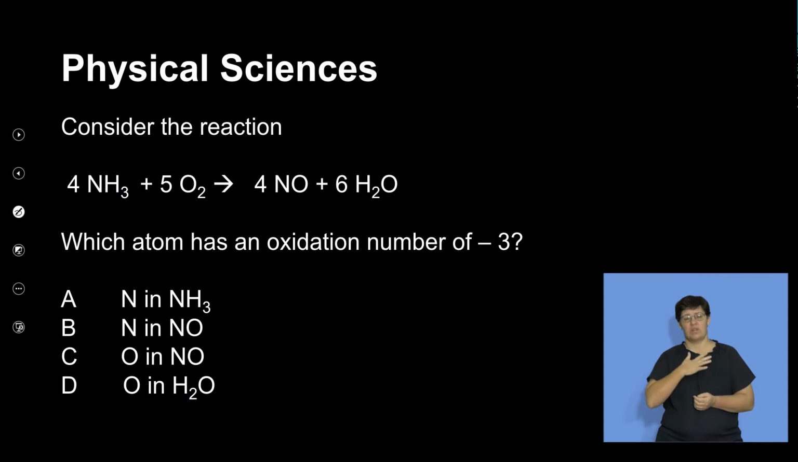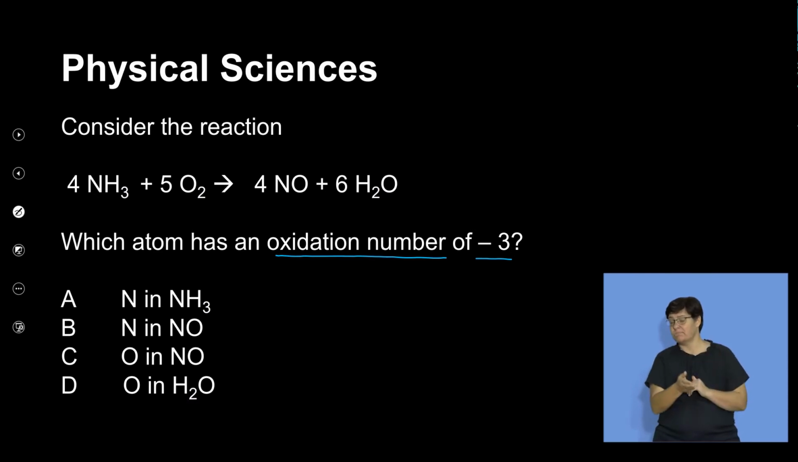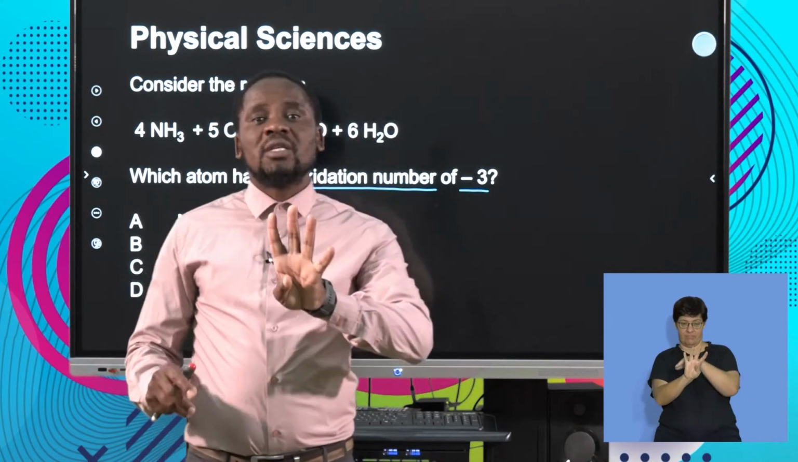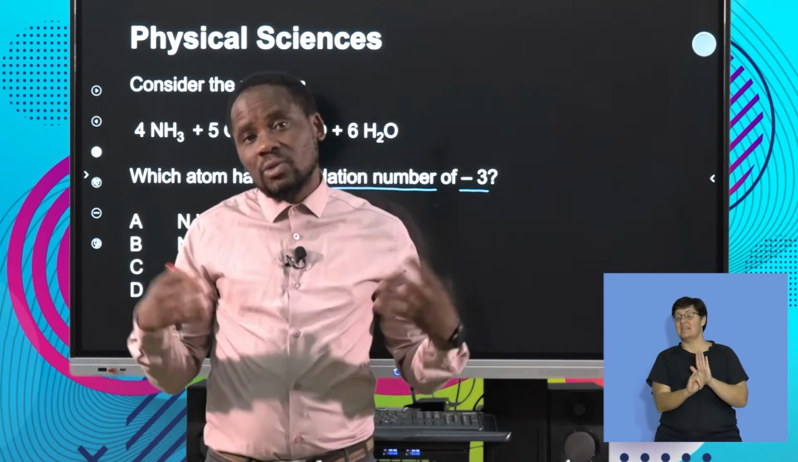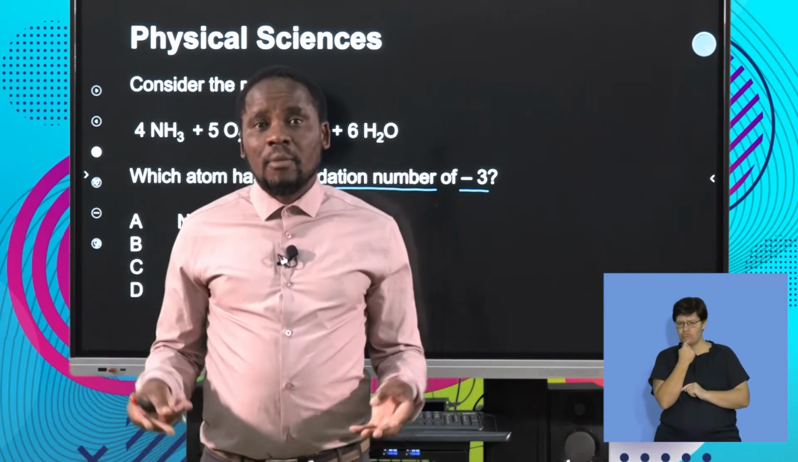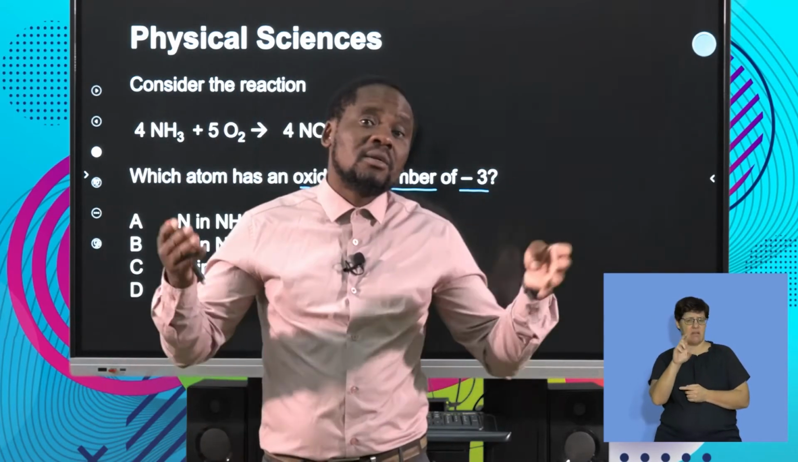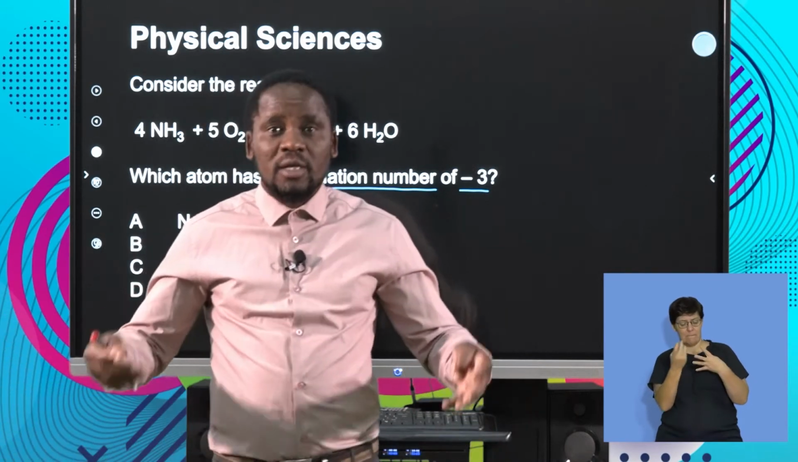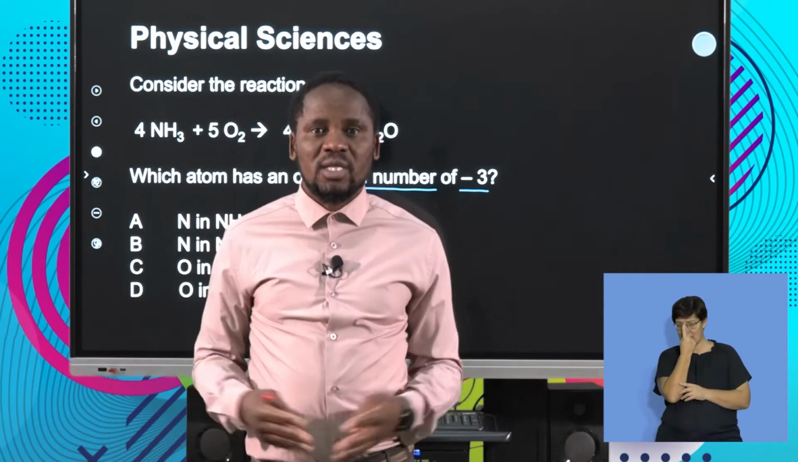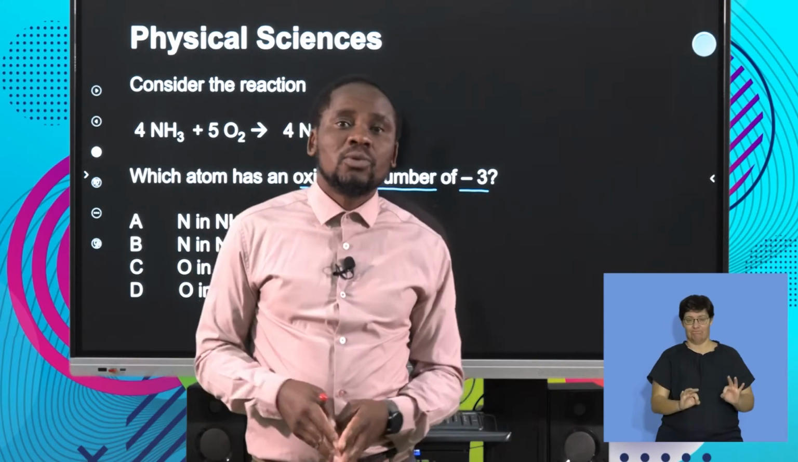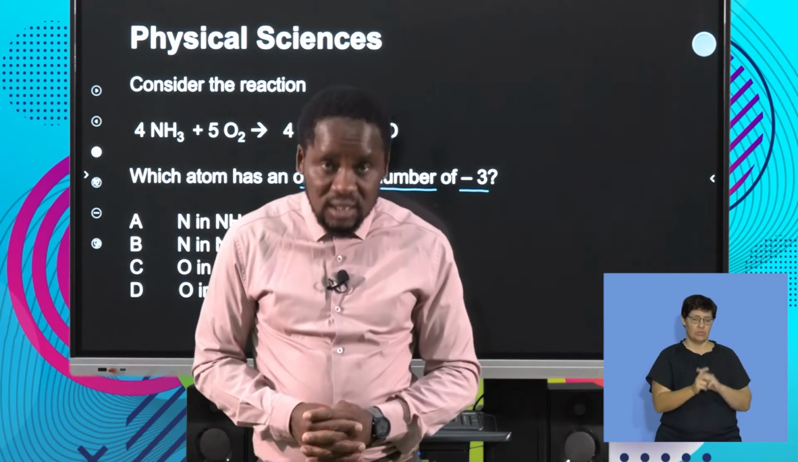But in this question, the question says, which atom has an oxidation number of -3, right? Now, remember, there are rules in as far as oxidation numbers are concerned. And if you are given 4 possible options, it's very important that you identify what you think of in terms of distractors. But for you to identify the distractors in a multiple choice type of problem, you need to understand, or you need to know your stuff.